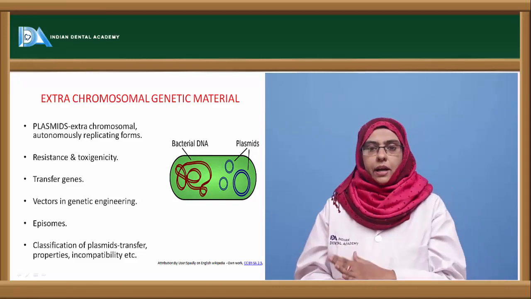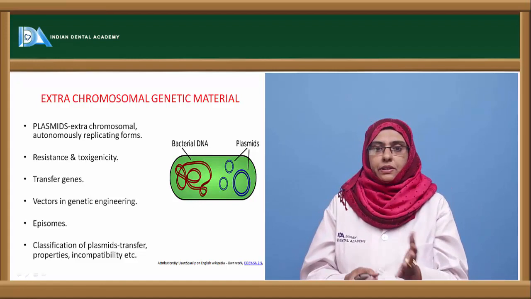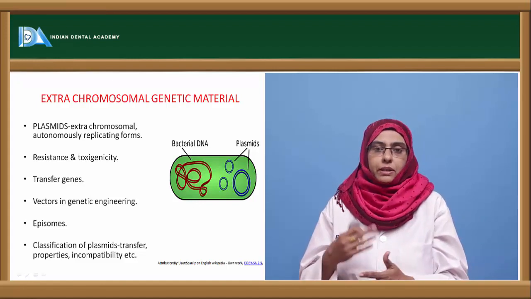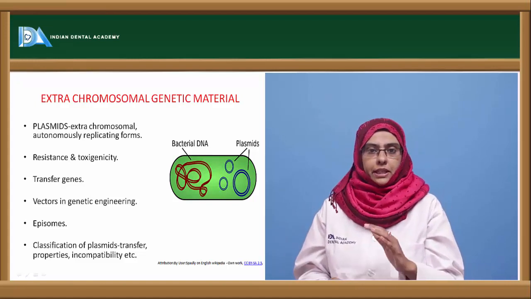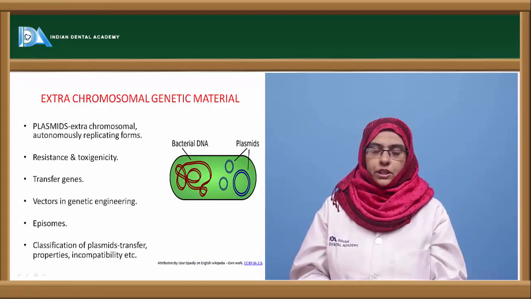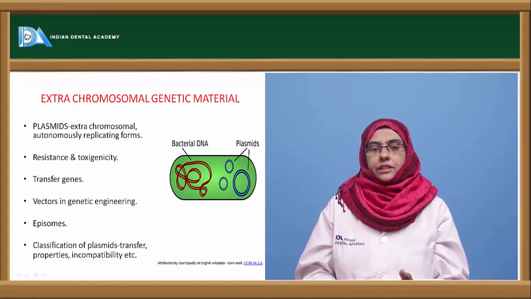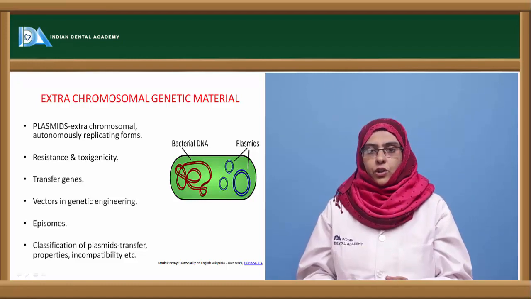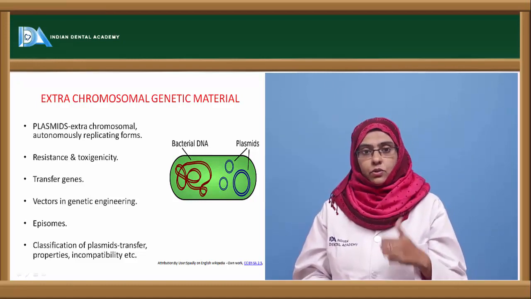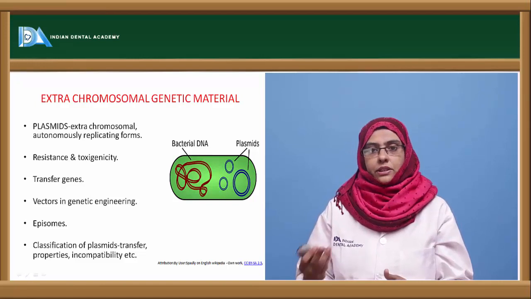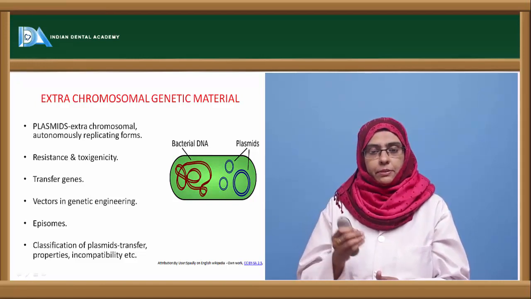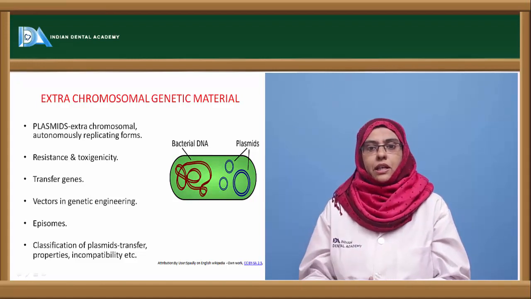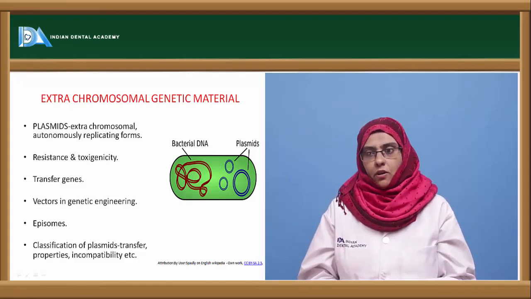So the presence or absence of a plasmid will not affect the host to a great extent, but there are certain properties present on the plasmid that can be conferred upon the host, and these characteristic features are nothing but resistance and toxigenicity. Resistance towards different types of drugs, and toxigenicity means these plasmids produce certain types of antibiotic compounds that inhibit other closely related organisms.